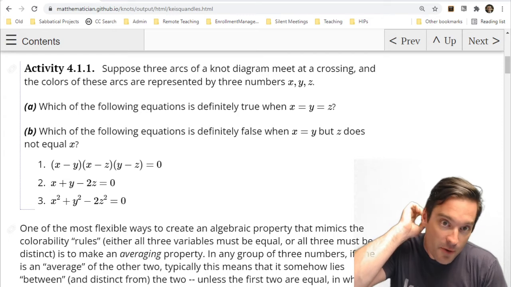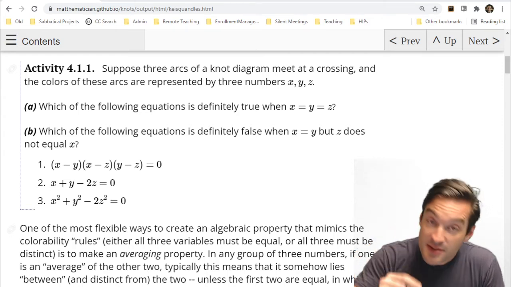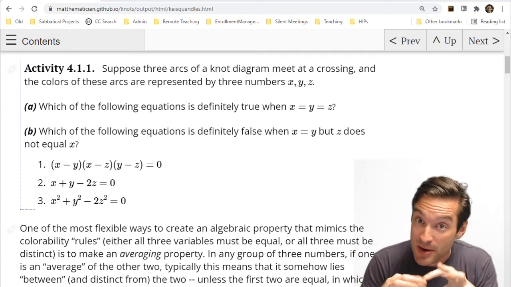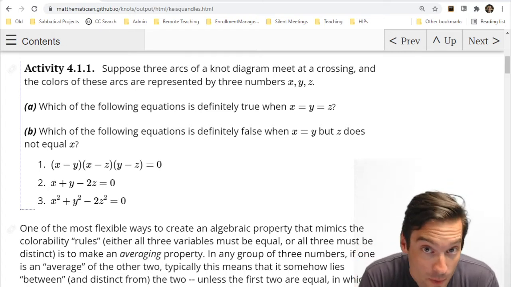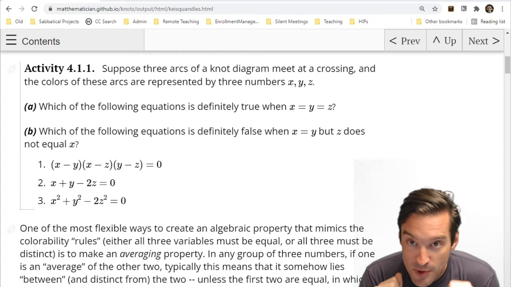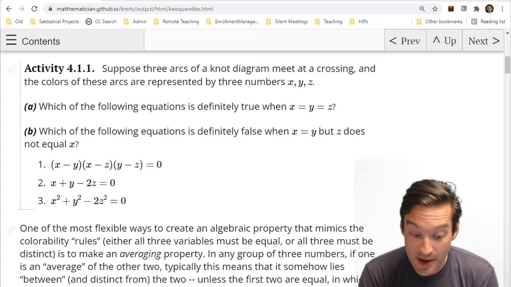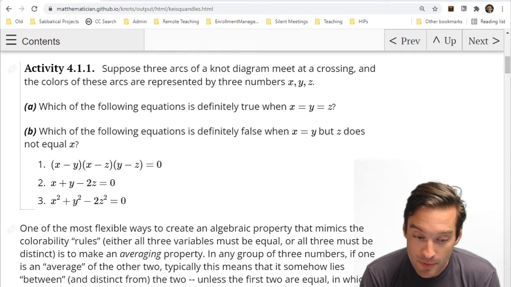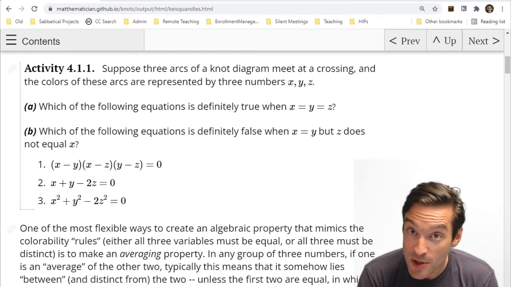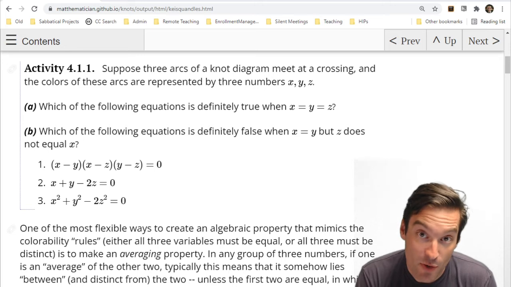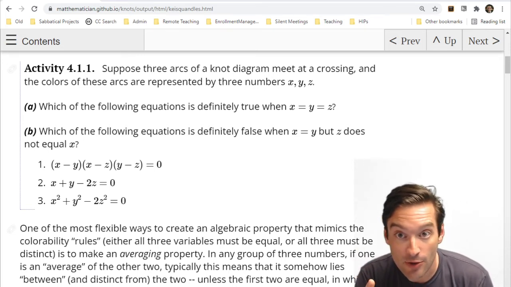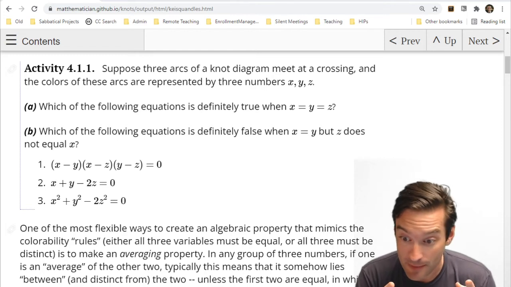So all three of these equations have the power to be satisfied when the three colors of my arc meeting at a crossing on my diagram are equal. And so the question is, which ones of them can also be satisfied exactly when all three are either the same or all three are different? In other words, which ones of them are going to break? Which ones are going to fail in that case where we want them to fail, where two of the colors are the same, but the third one is different?